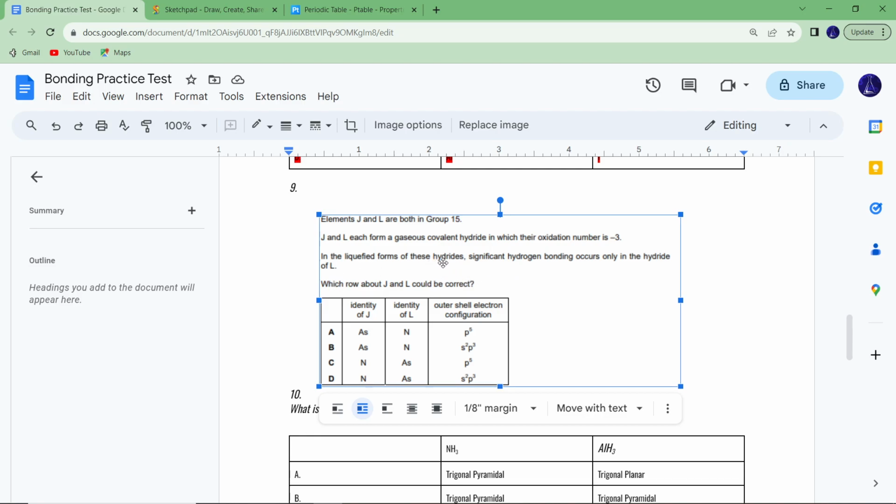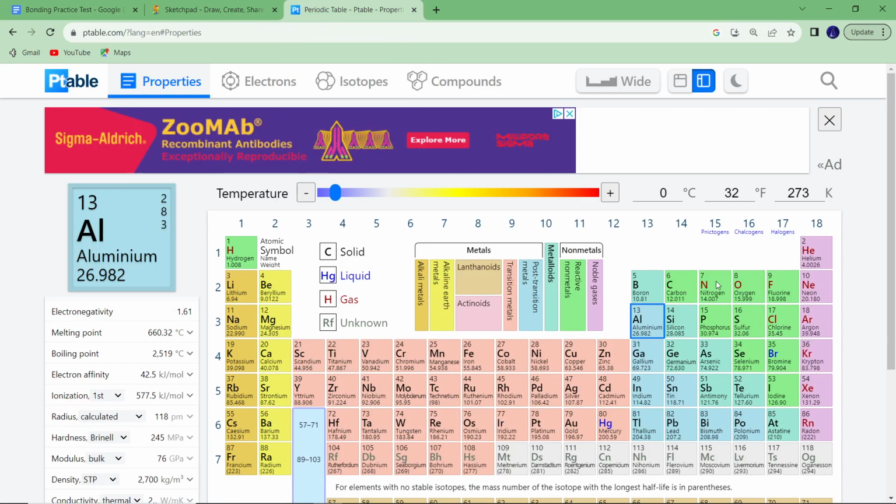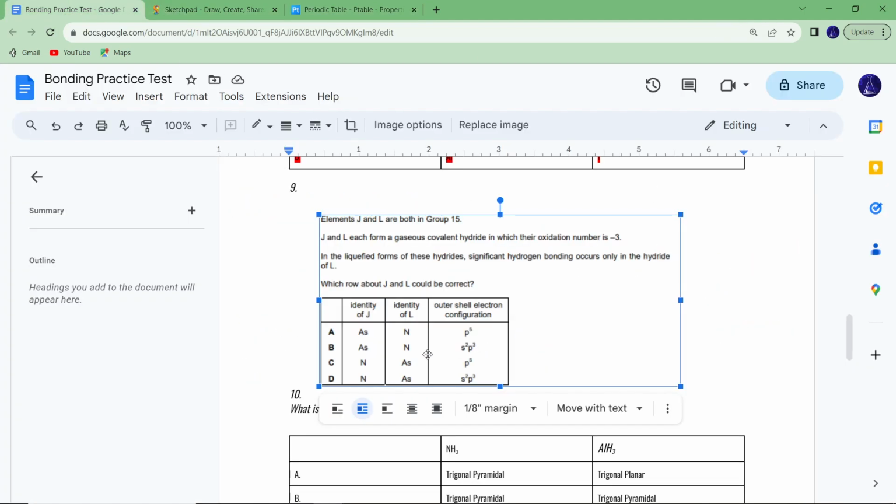Okay, so what we see is that they're going to make hydrides where their oxidation number is -3, which means that they're going to have 3 extra electrons, or it's going to feel like they have 3 extra electrons. So we're going to first check to see if we could figure it out directly off of that, and shoot, both nitrogen and arsenic can form -3. Okay, so that's not our secret to this question.